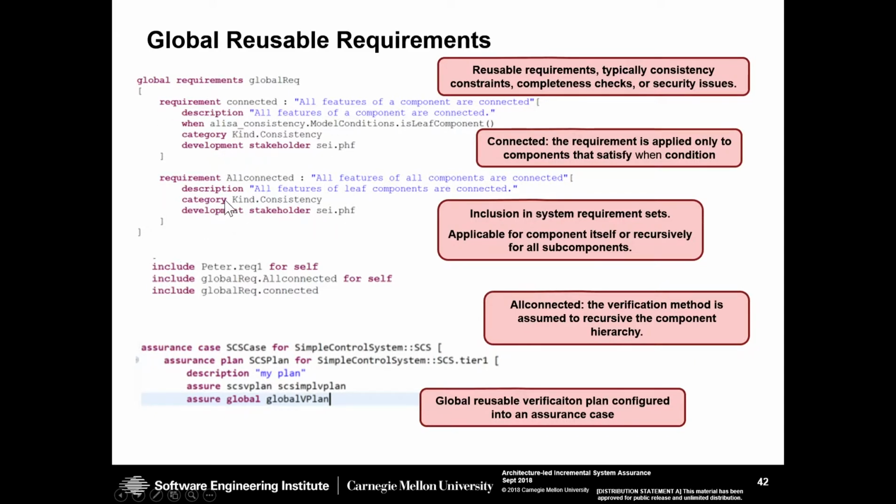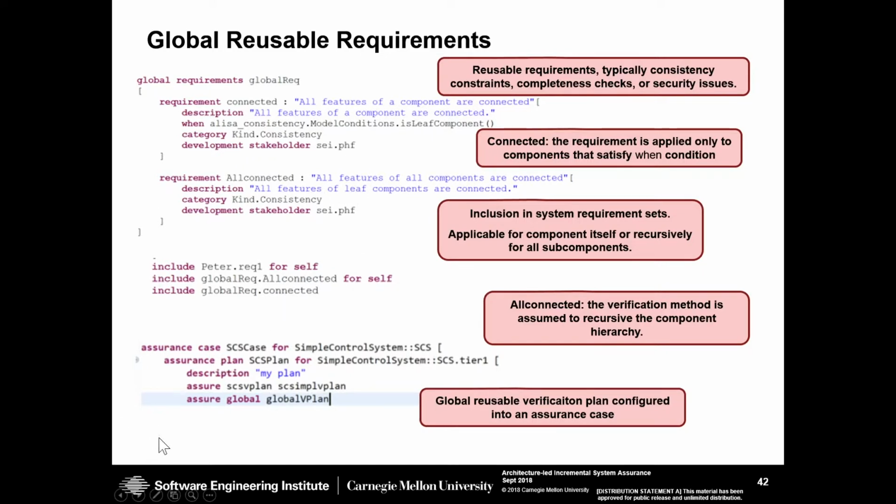Given those requirements, you can make use of them in two ways. One is, as part of a system requirement set specification for a classifier, you can include a whole requirement set or an individual global requirement with an include statement. And you can indicate whether that requirement is to be used only on that component or on the component and all children. Like this was a requirement for individual connections to be verified. And here we are saying both the component that I'm attaching it to and all my subsystems I need to verify it. And up here I say only self.